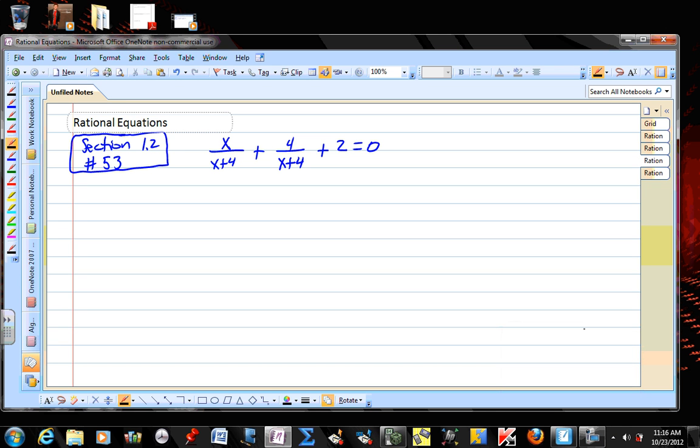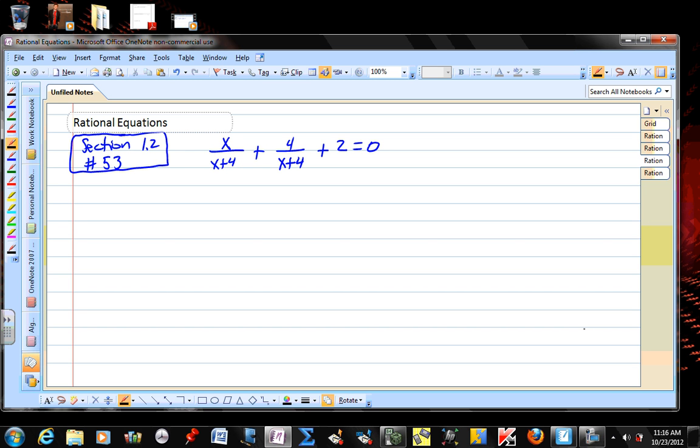Taking a look at problem number 3 from section 1.2, you can see a rational equation. It looks like things we've worked on before, but this one is going to have a little trick to it as we get going. Copy down the problem, pause the video until you're ready to go. Once you're ready, press play, and we'll go through these steps together. All right, let's take a look.